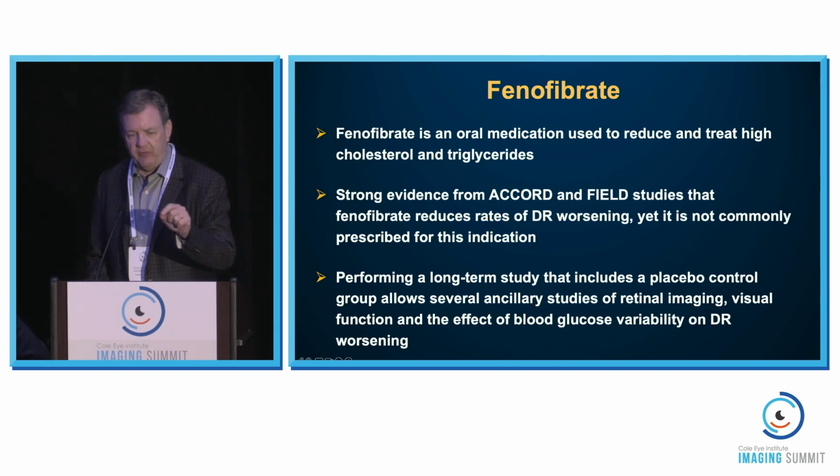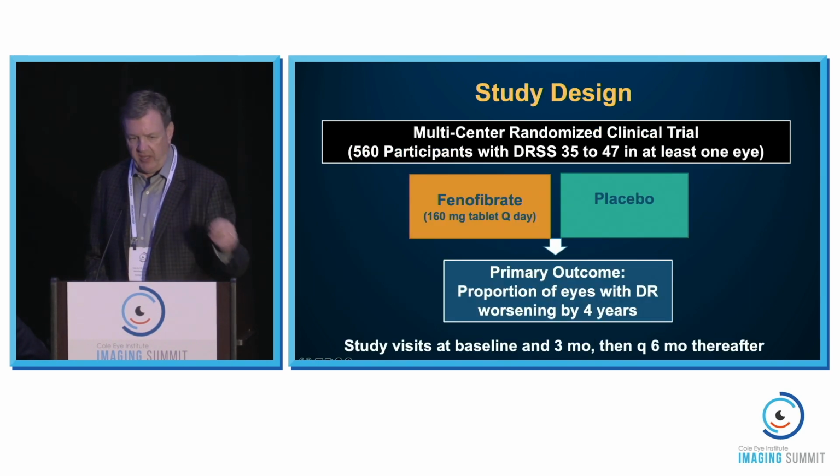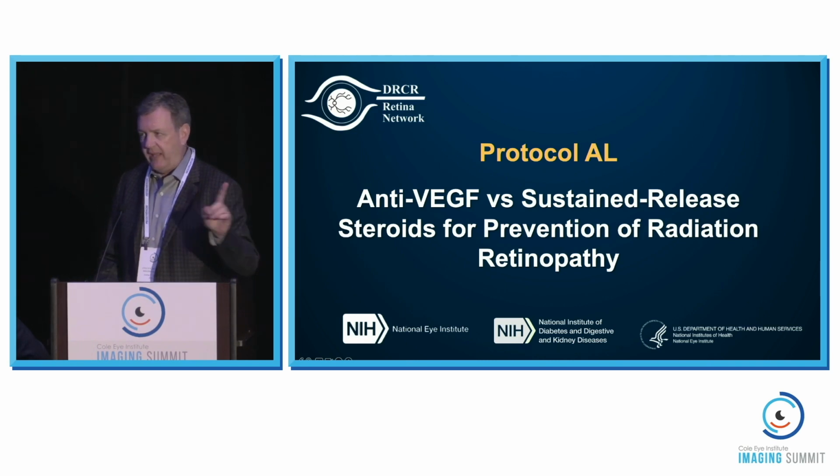So this one trial is going to spin off, we think, 3 or 4 primary manuscripts. That's the study design, 160 milligrams a day versus placebo, 560 patients, primary outcome, proportion of eyes with diabetic retinopathy worsening by 4 years. We're probably going to extend this study to 7 or 8 years, depending on retention. So that's one trial.